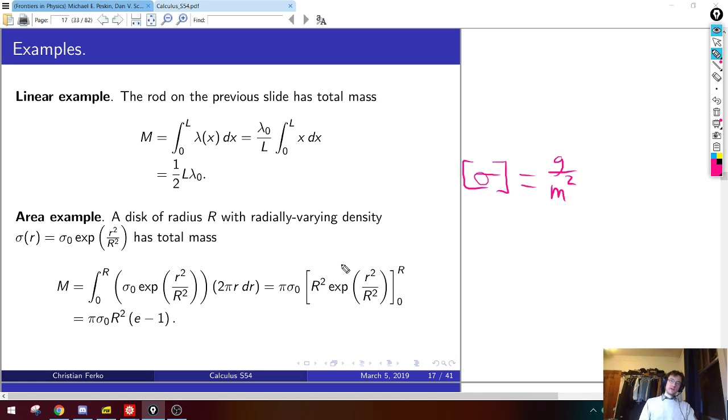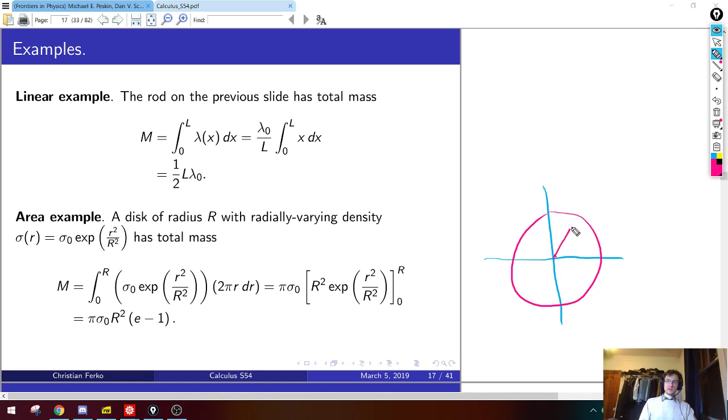Okay, so you could say, all right, can I find the total mass of some two-dimensional object that has radially varying area density? So maybe I have some disk in the plane with some total radius R, and it has some density which is given by maybe some exponential. So sigma is some number sigma 0 times the exponential of r squared over capital R squared. How do you do that?